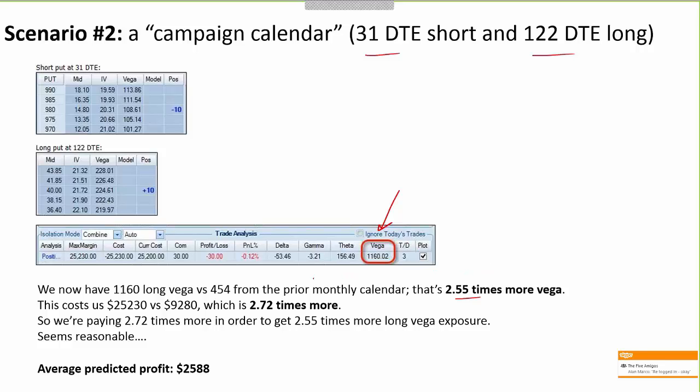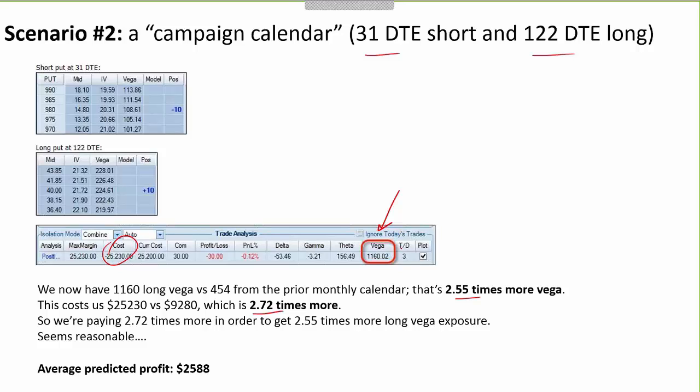Now, the impact of this here is that you might say, well, is this a smart purchase? My Vega is increasing by 2.5 times, but what's my cost? Well, my cost is 2.7 times more than the other calendar. So that's not too bad, right? So it's equivalent. I'm willing to pay more in order to increase the size of my bet on volatility going up, because I think the market's going to crash and IV is going to go up, and therefore I want to cash in on it.